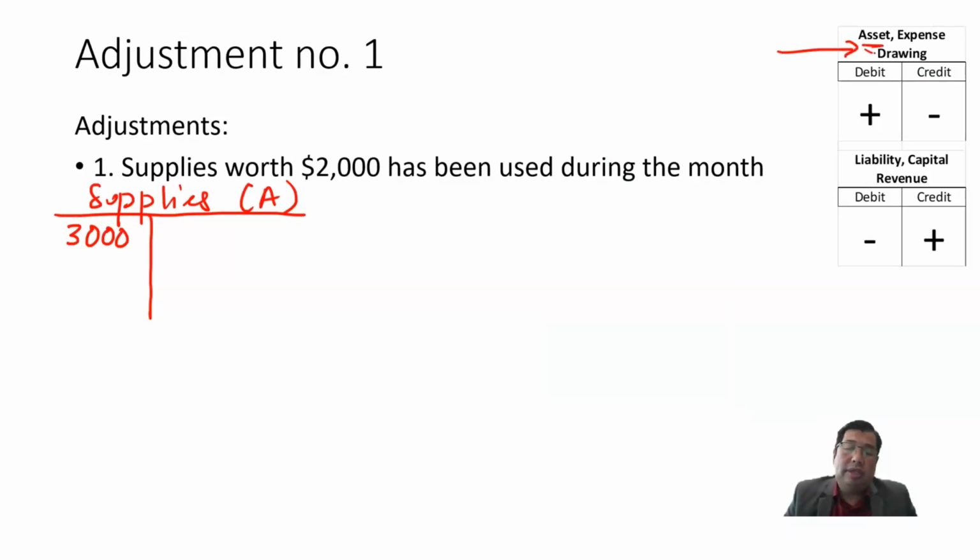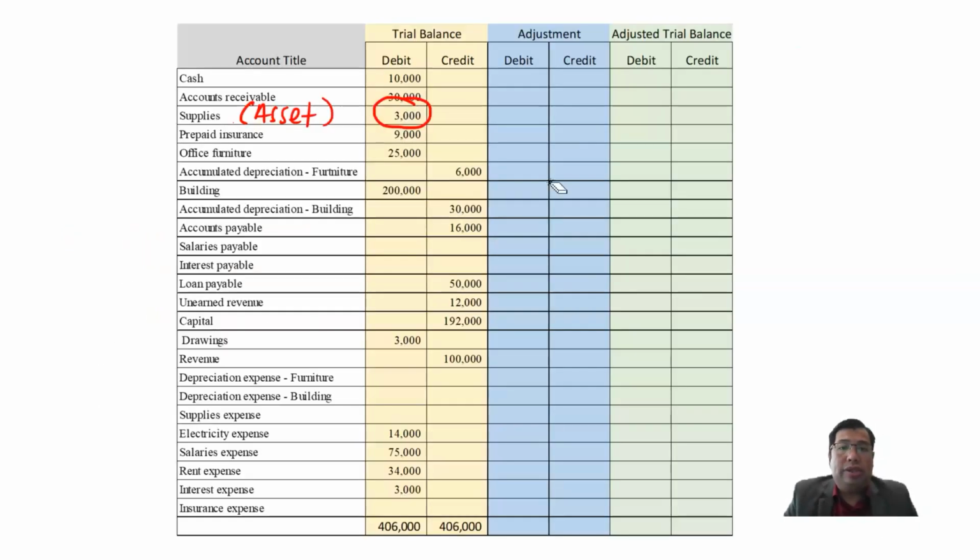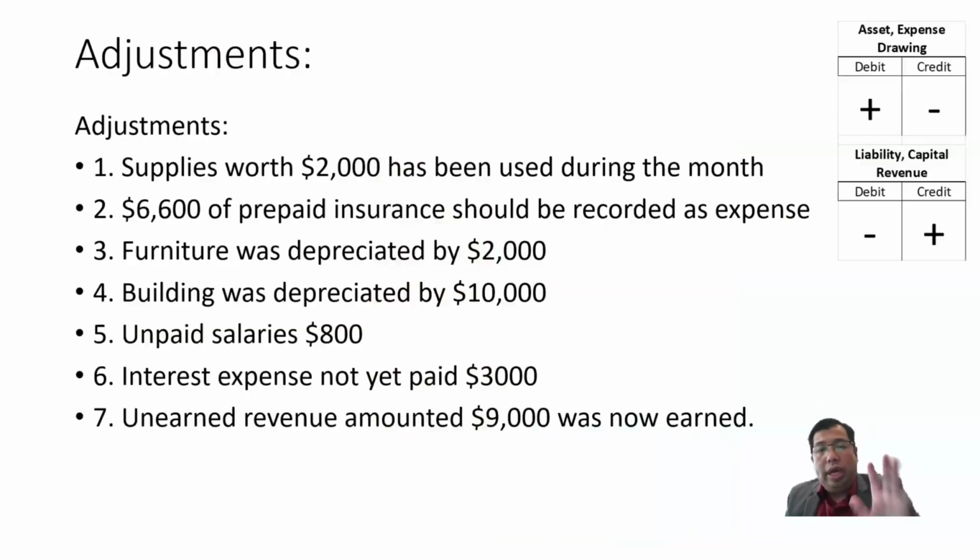Okay, please look at this formula. Asset 3,000, and it is the same as your trial balance. If you look at your trial balance, you will notice that on your debit side, there's one item known as supply. That is why I put it as debit 3,000.